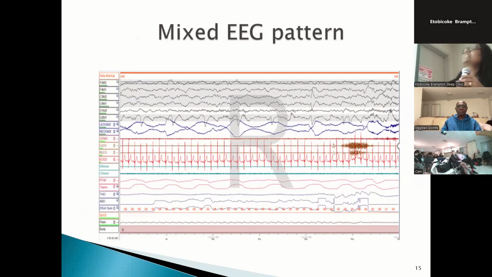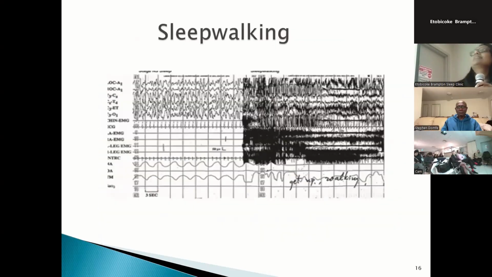So this is the mixed EEG pattern. You see F1, F3 and F4 show delta waves, whereas O1 shows alpha waves. So this is a mixed EEG pattern you see. And this is one from the sleepwalking. All the time, delta sleep, and then the patient is moving.